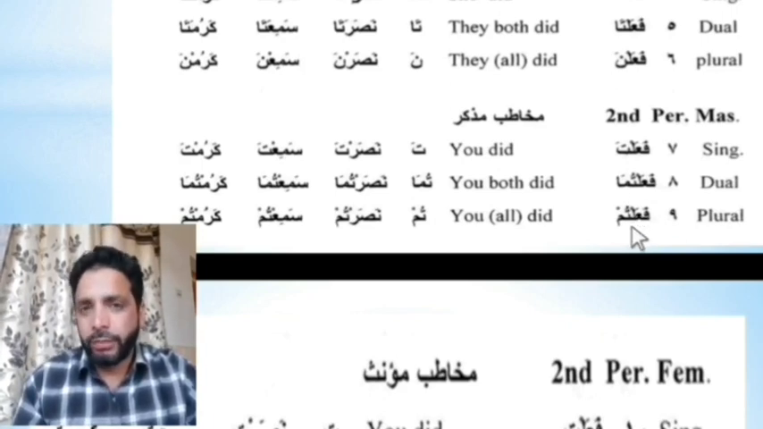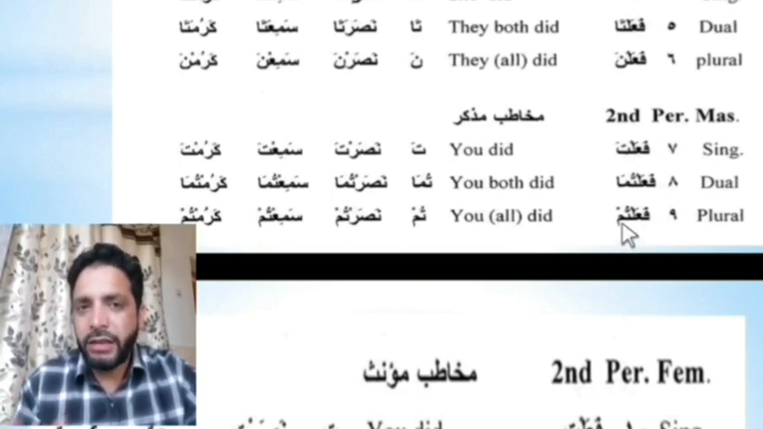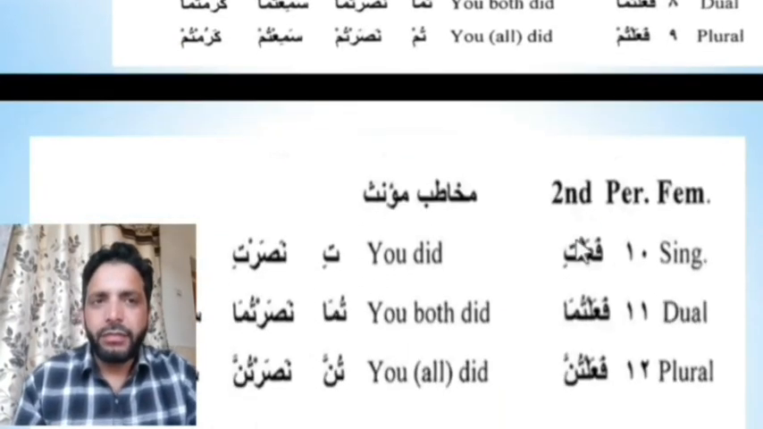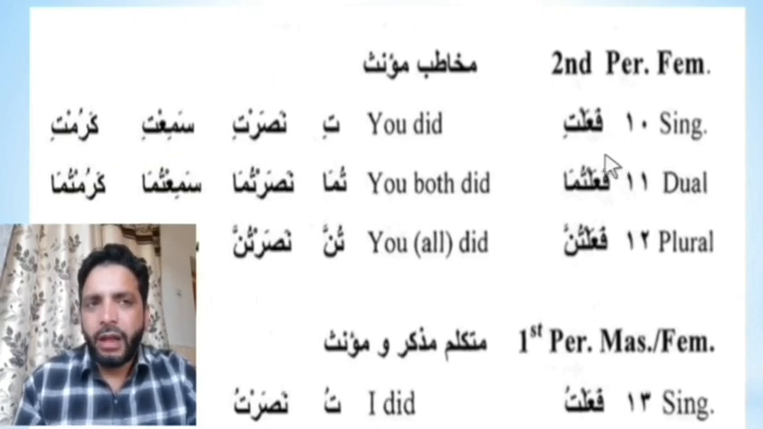Then we have fa'altum. We added tum to fa'ala. It became fa'altum. Fa'altum means you all did. Examples are nasartum, sami'tum, qaramtum. So fa'altum we use for al-jama', al-mudhakkar, al-mukhatab. Plural, masculine, second person. Now we have second person feminine, mukhatab.